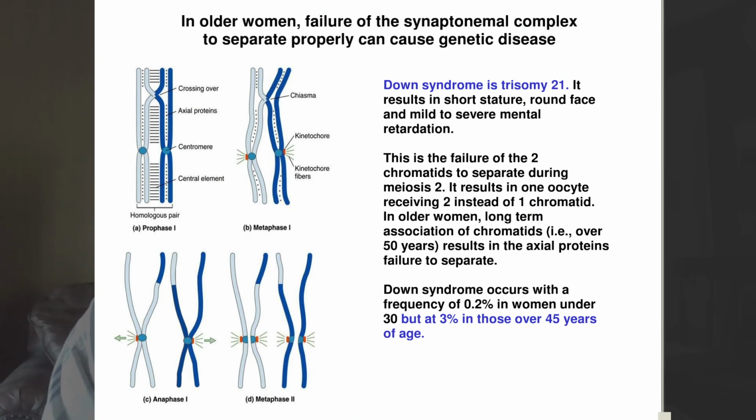chromosomal number. Notably, in older women, the failure of this complex to separate can cause genetic disease, and it is the failure of the two chromatids during this position to separate completely. So instead of getting, as in anaphase and metaphase here, 4 independent gametes, you'll get one particular oocyte that does not separate, so you get 2 chromosomes, and in this case, chromosome 21, in the developing organism.